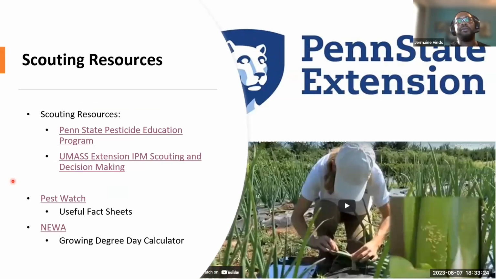Some more scouting resources through Penn State Extension. This Pest Watch website has useful fact sheets for specific pests that you can browse. And then NIWA has a growing degree day calculator. A lot of pests can be forecasted with degree days, and so this can help you see if it's time for corn earworm or something to be active. So, these are useful resources that you can use somewhere down the line.